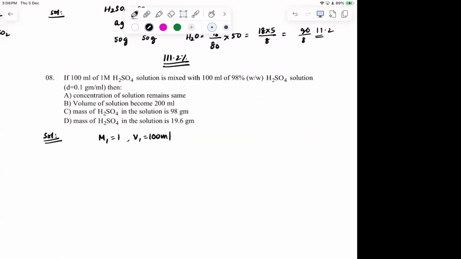So the number of moles in this case is N1, which is M1V1, equal to 100 millimoles. On the other hand, M2 can be calculated as percentage weight by weight into density into 10, divided by molar mass, which is 98. So this is 98 by 98 into 1 into 10. So that makes it 1 molar.